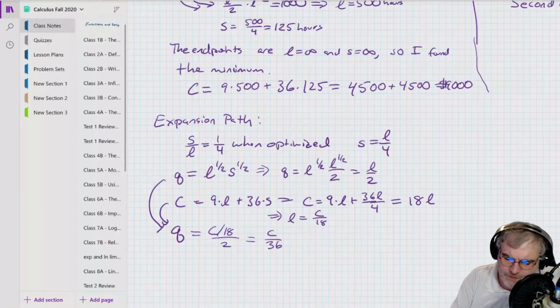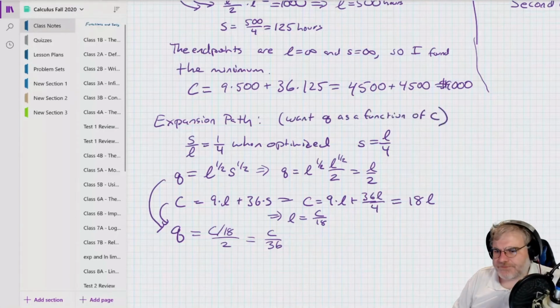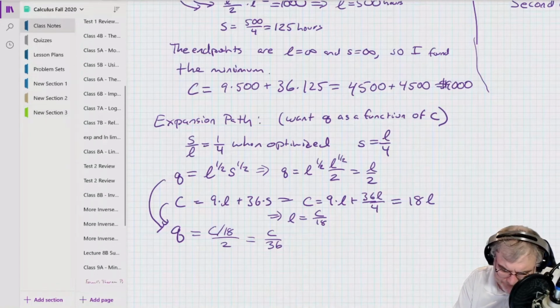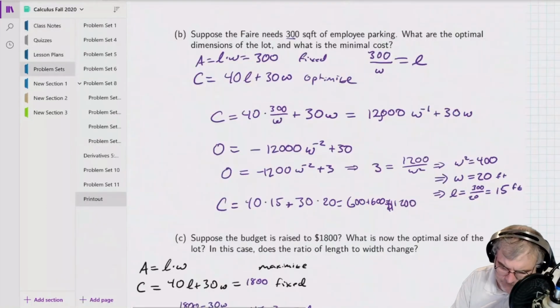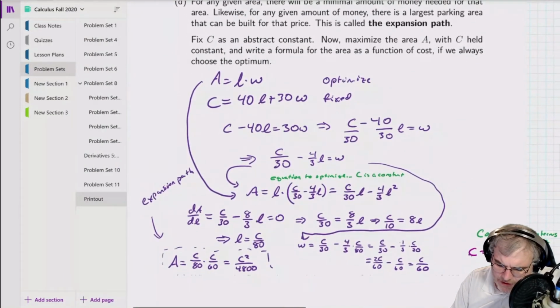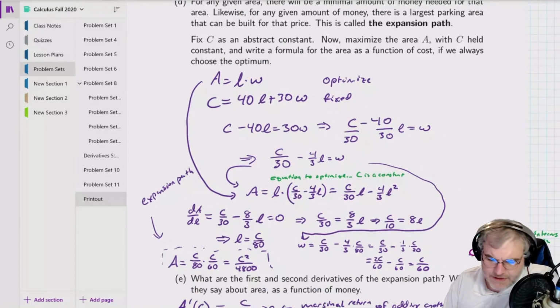So what I did, remember the expansion path. I want Q as a function of C. Okay? So that was the point of solving for that expansion path. So let's go back to the problem set. Here, what I wanted to solve for the expansion path, right? I wanted this area in terms of quantity. Let's do that this way.